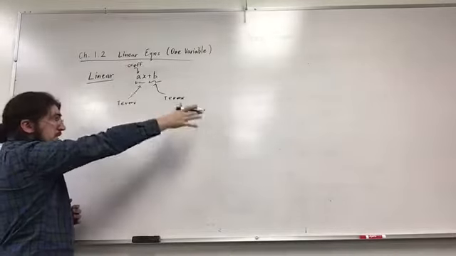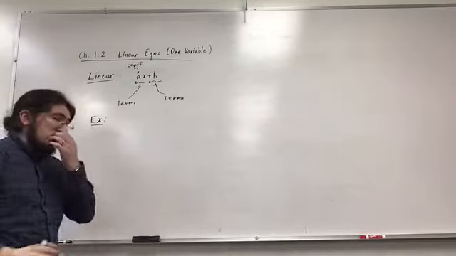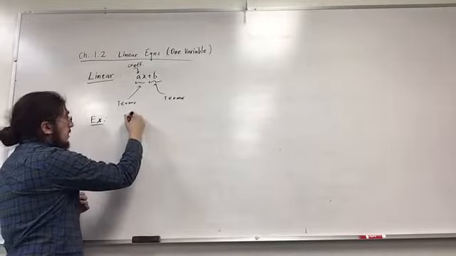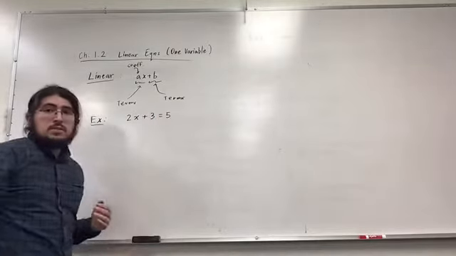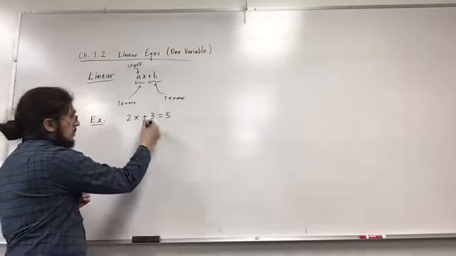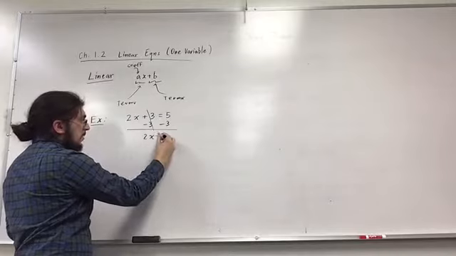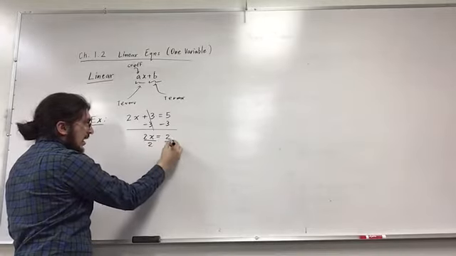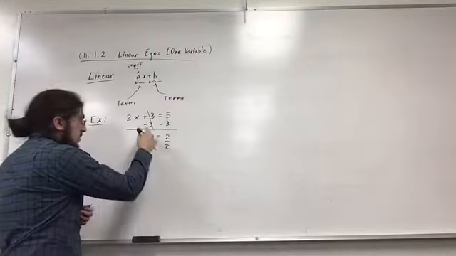Now as far as an equation goes, a linear equation will be an equation that involves linear expressions. So for instance, the equation 2x plus 3 is equal to 5 is a linear equation, and here's how you solve. We'll subtract 3 from both sides first, and then divide both sides by 2. And doing this will leave us with x is equal to 1.